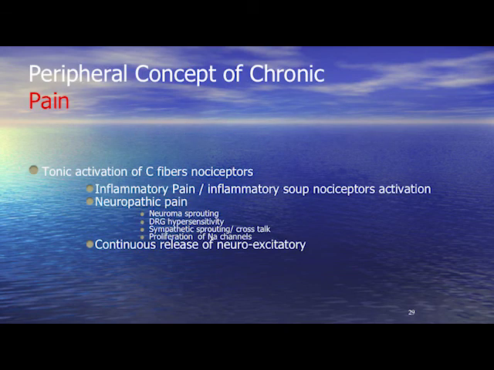How does chronic pain happen? There's a peripheral mechanism and there's a central mechanism. The peripheral mechanism we can attribute to the tonic activation of the C fibers. There's either inflammatory activation or neuropathic activation, as there's a continuous bombardment, a continuous discharge of pain impulses in the periphery. It will stimulate the central compartments, and a lot of change happens there.